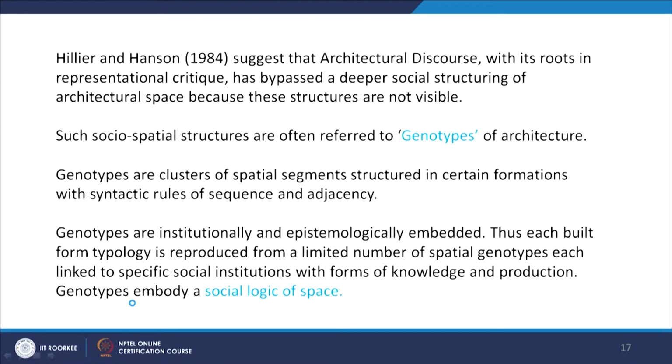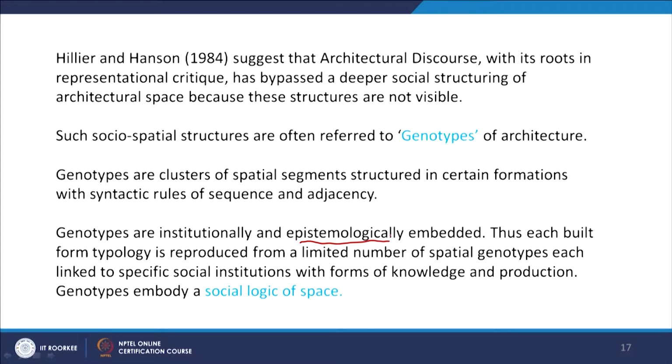is where these socio-spatial structures are often referred to as genotypes. And genotypes are basically clusters of spatial segments structured in certain formations with syntactic rules of sequence and adjacency. So basically, it is the understanding of a social structure and how it defines a particular architectural space, and that relationship between the social and the spatial component is referred to as a genotype. And obviously from Bourdieu's work, or even Martin Heidegger's work, we talk about certain rules, games and plays, where certain rules are imposed. This is where the syntactic rules of sequence and adjacency come in. And genotypes are institutionally and epistemologically embedded, epistemologically meaning the study of knowledge.